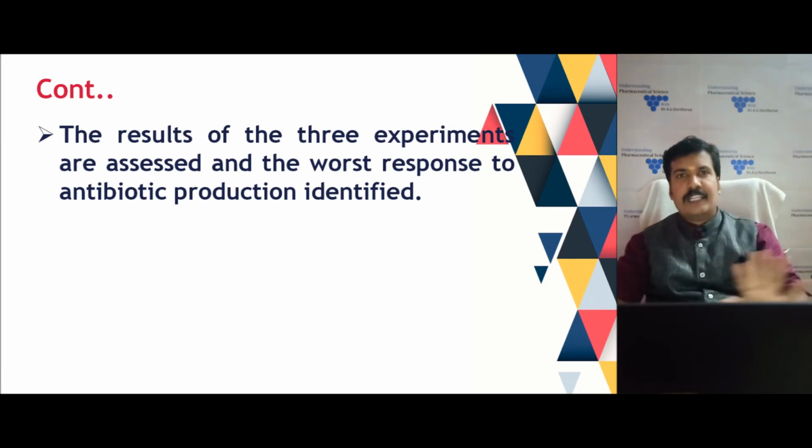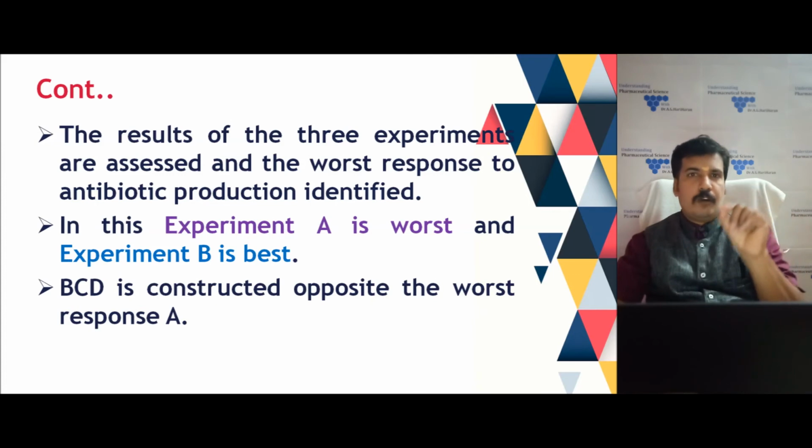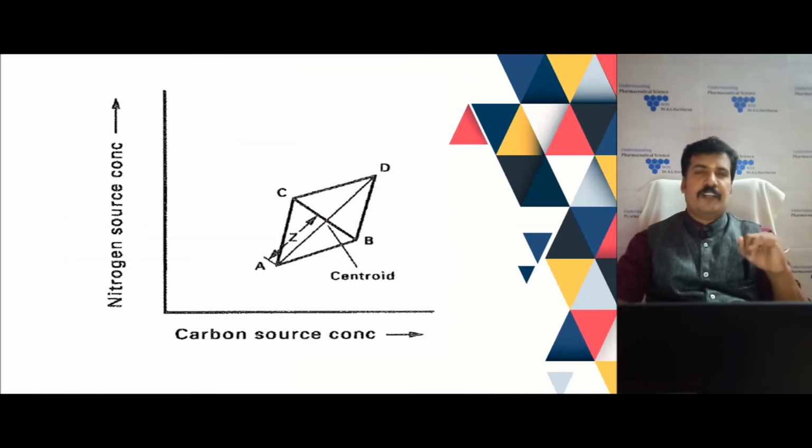Now analyze which one is the worst response. Out of these three readings, one particular point will be the worst. For example, consider that experiment A is the worst result and experiment B is the best result. Based on this, I am producing a reflection. I will show how I am producing a reflection. Reflection is simply a mirror image of A.